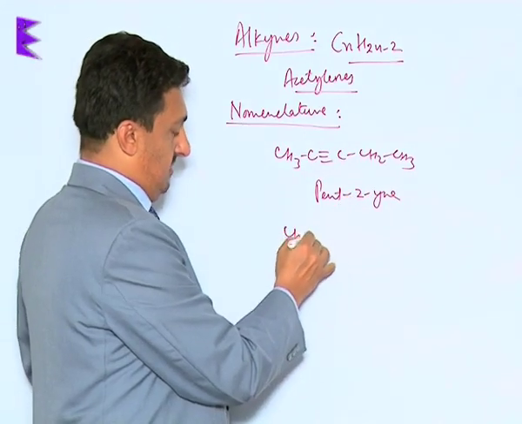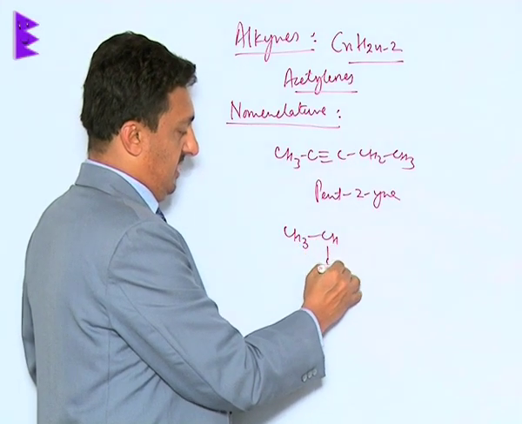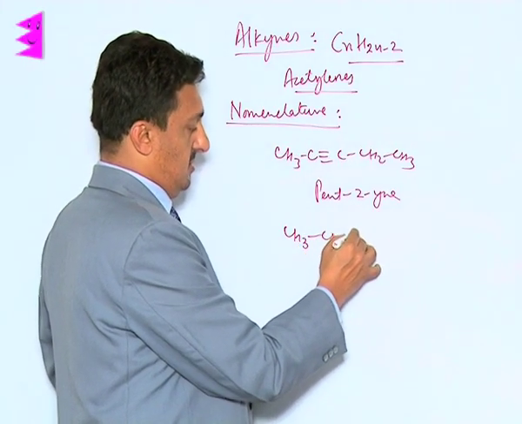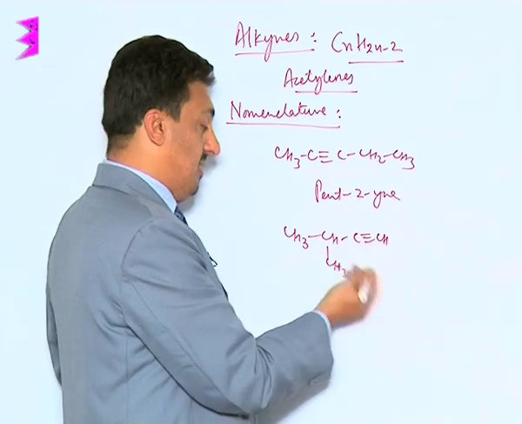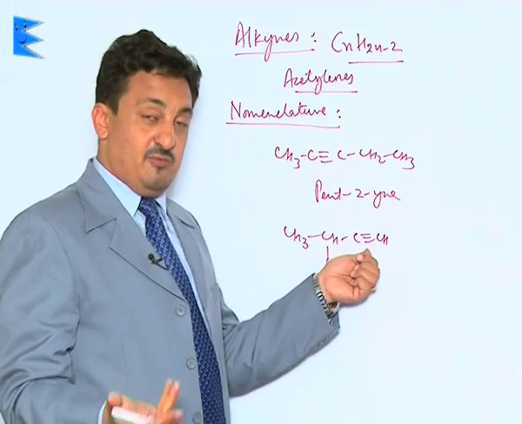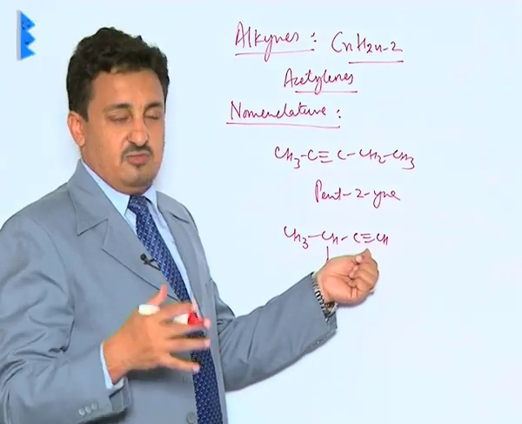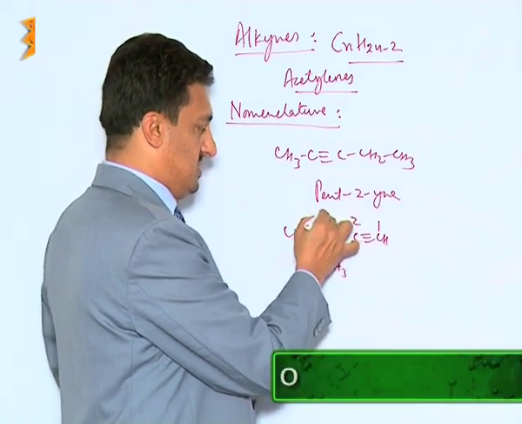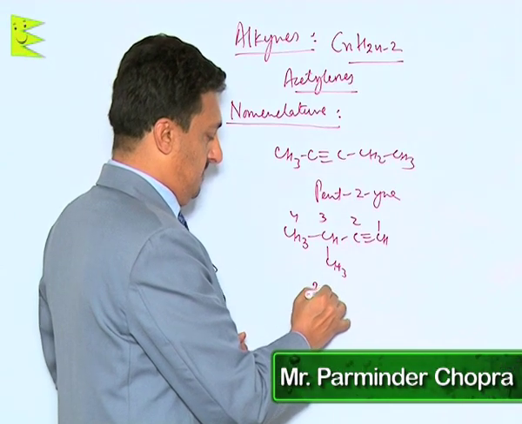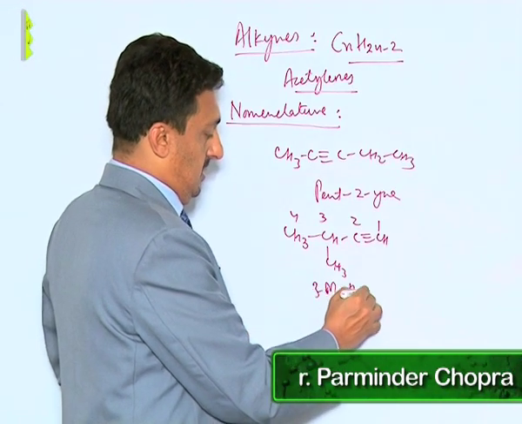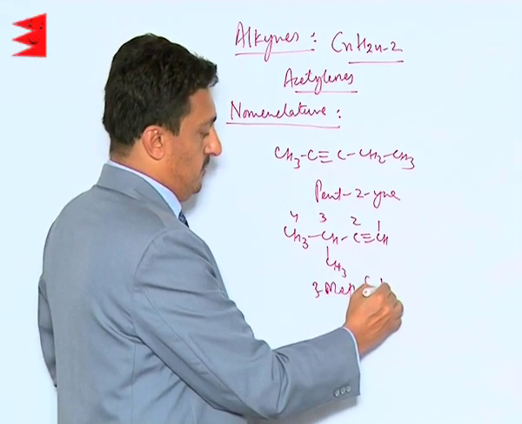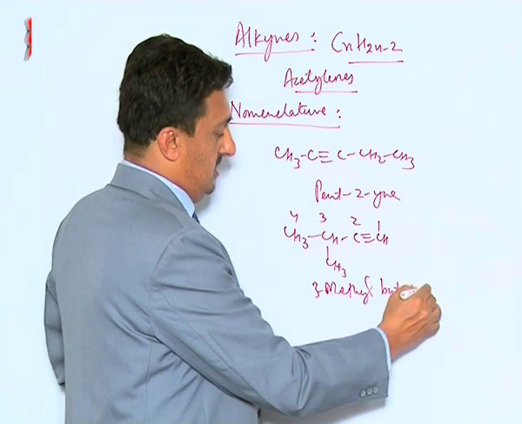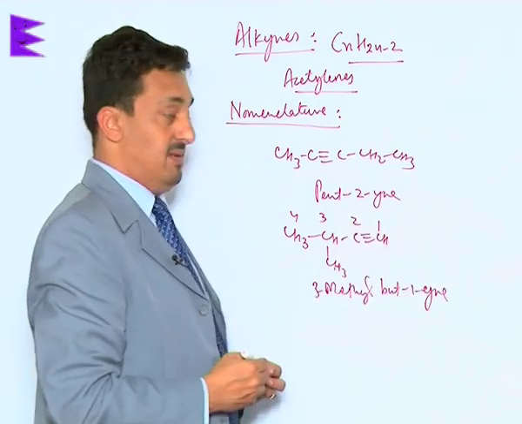And remember, if we have, suppose, this kind of a branching, we will give preference to this triple bond, because definitely we know that this is a sort of a functional group, so it has to be given a higher preference. So we'll start our numbering from this side, so it will be 3-methyl but-1-ine. So that's the same thing here.